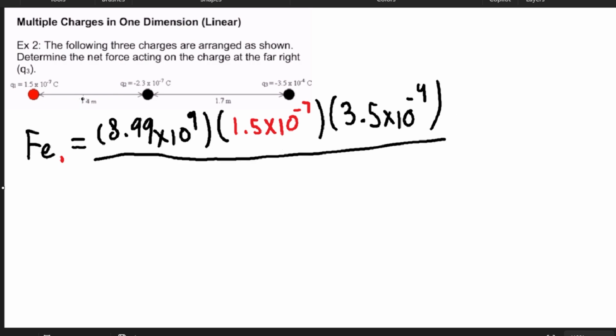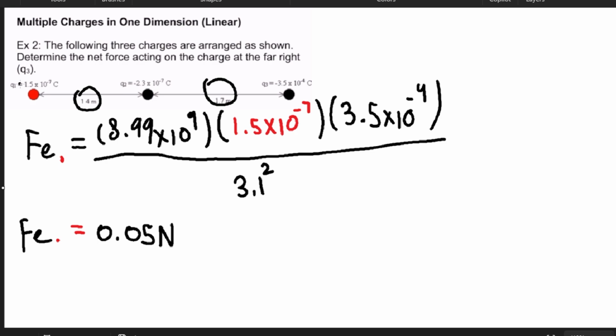Divided by the radius, so just add up these two numbers, 1.4 plus 1.7, and that gives you 3.1. Can't forget to square it. You'll get a Fe for Q1 and Q3 equal to 0.05 newtons, and because Q1 is positively charged and Q3 is negatively charged, Q3 is going to be attracted to Q1, and that attraction is going left. So we're going to write 0.05 newtons left.